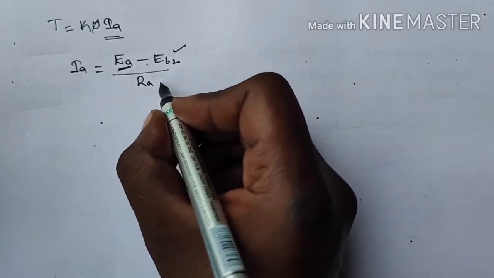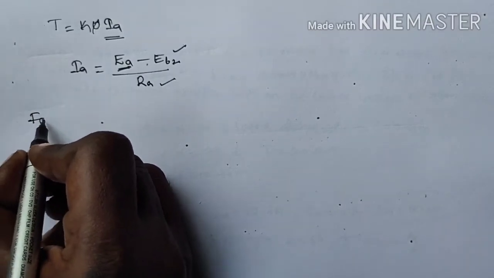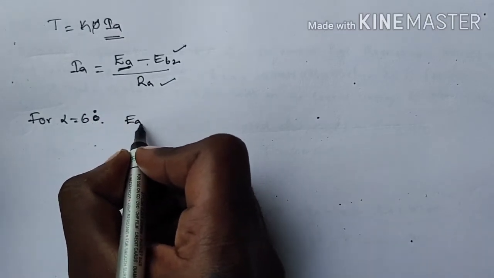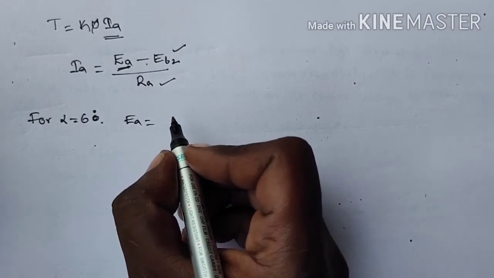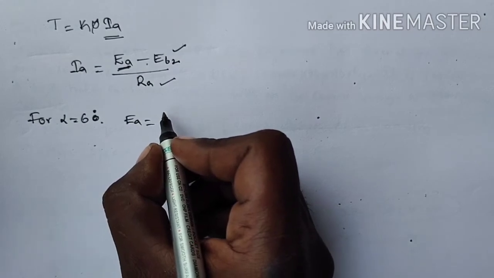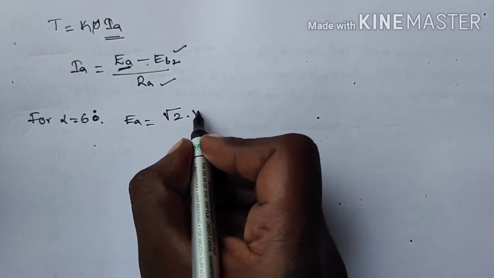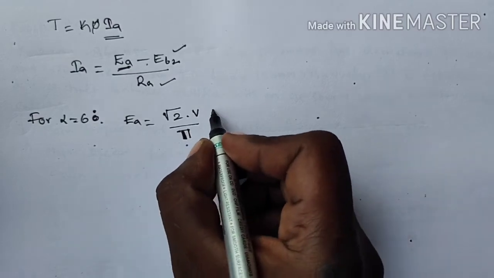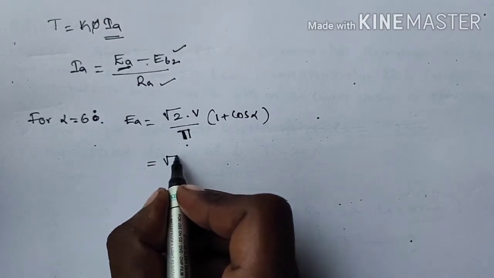But do you know the EA value? You know the EB2 value and RA value, but we don't know the EA value. For alpha equal to 60 degrees, we have to calculate the EA value. What will be the formula? Here you can see it is a single phase half controlled rectifier. So for the single phase half controlled rectifier, EA is equal to root 2 into V by pi into 1 plus cos alpha. Here V is nothing but Vs.